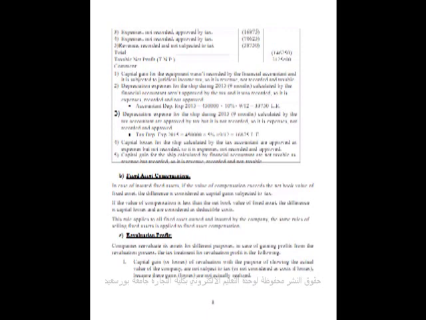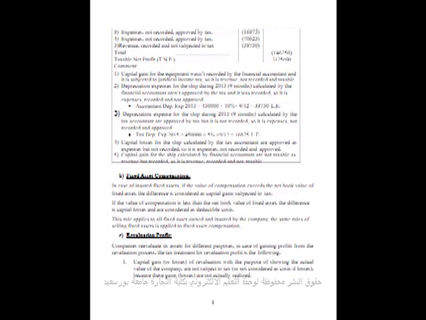The fourth number, expenses not recorded and approved by the tax. The 70,625 are capital losses. Capital losses are considered as expenses. It is not recorded because it is not included by the financial accountant and it is approved by the tax. The last number, 58,750, is considered a revenue recorded and not subject to tax. Why is it revenue recorded? Because it's mentioned in the given. Why is it not subject to the tax? It is not subject to the tax because it's calculated by the financial accountant.